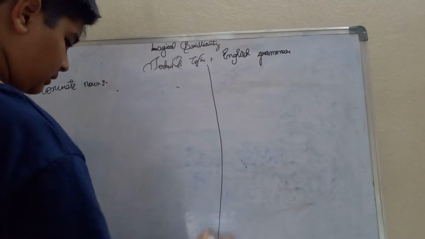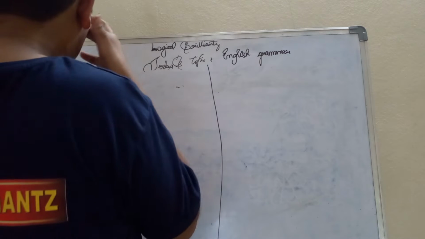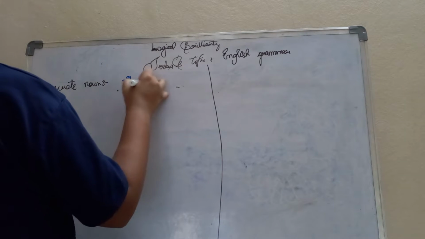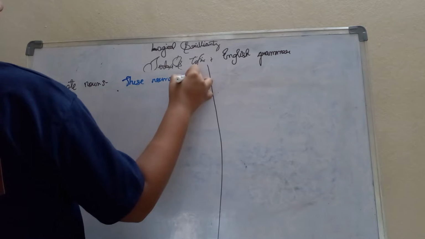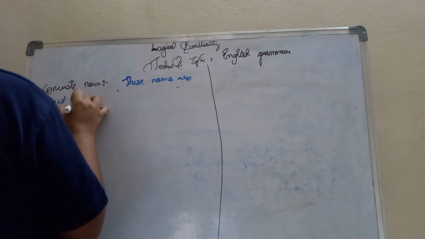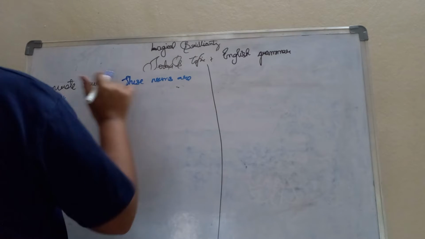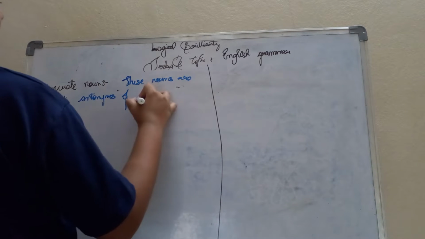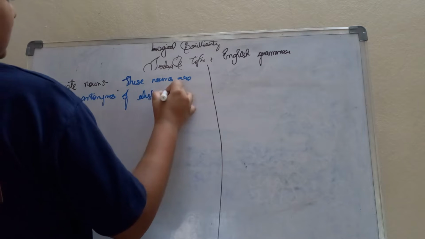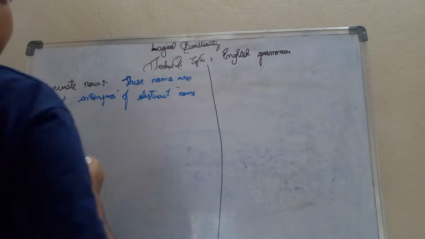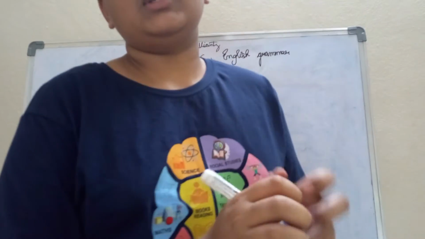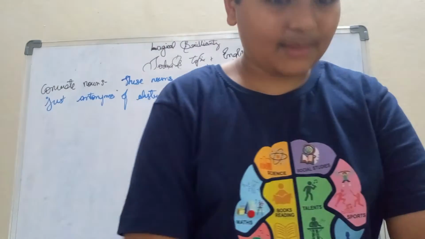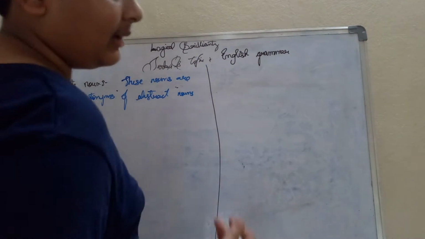I'll draw a line here. Concrete nouns are just the opposite of abstract nouns. It's not exactly an antonym, okay? For example, what are abstract nouns? The nouns which can't be seen but can be felt. But concrete nouns can be seen.